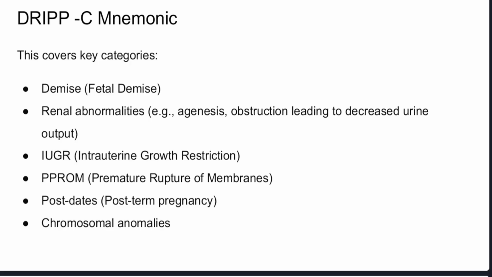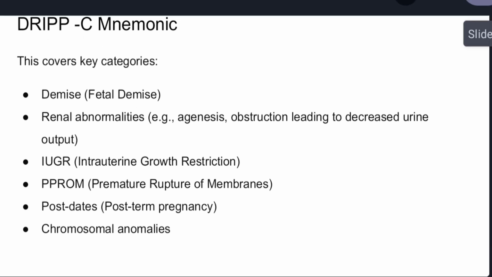The first I in the DRIP mnemonic is intrauterine growth restriction. Okay, the first P is premature preterm rupture of membranes. Then post date, like we have discussed before, and then chromosomal abnormalities. So, armed with this mnemonic, we can remember some of the major causes of oligohydramnios.